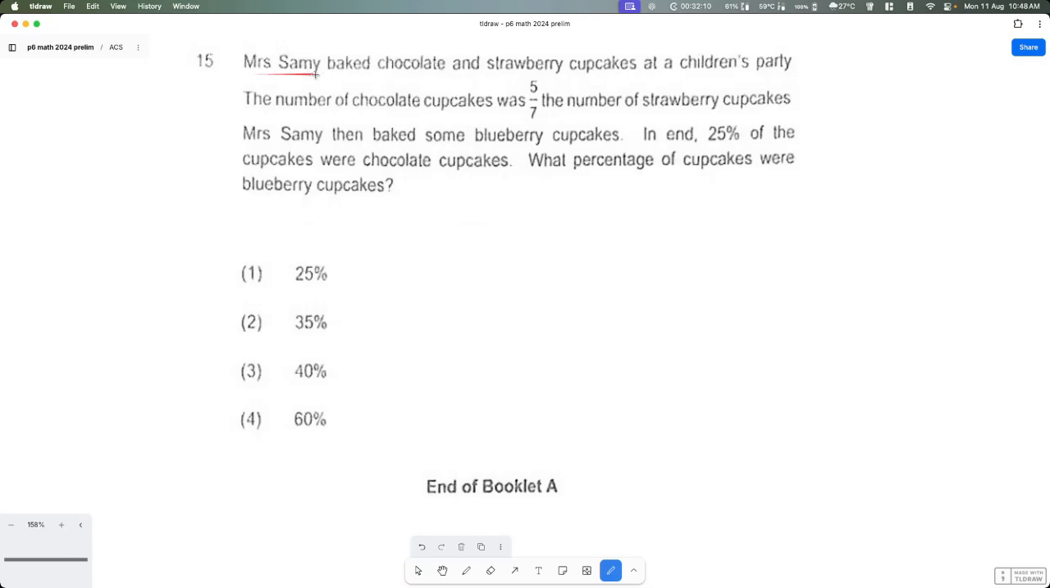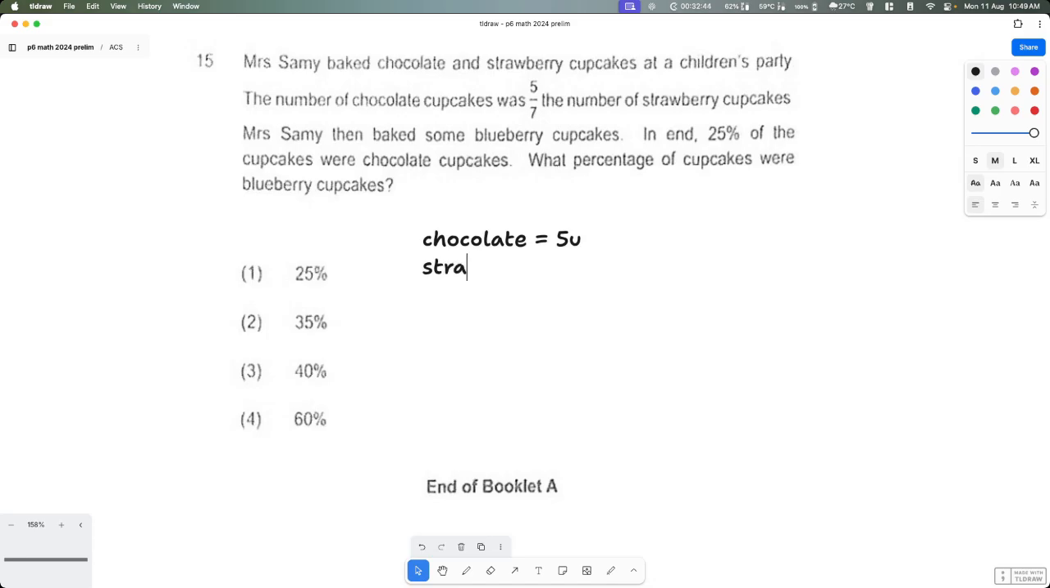Okay, so question number 15 over here. Mrs. Sammy baked chocolate and strawberry cupcakes at a children's party. The number of chocolate cupcakes was 5:7 the number of strawberry cupcakes. Then she baked some blueberry cupcakes. In the end, 25% of the cupcakes were chocolate cupcakes. What percentage of cupcakes were blueberry cupcakes? Okay, first we convert this whole sentence. The number of chocolate cupcakes was 5:7 the number of strawberry cupcakes. So that means chocolate is equal to 5 units, and then strawberry is equal to, you guessed it, 7 units.